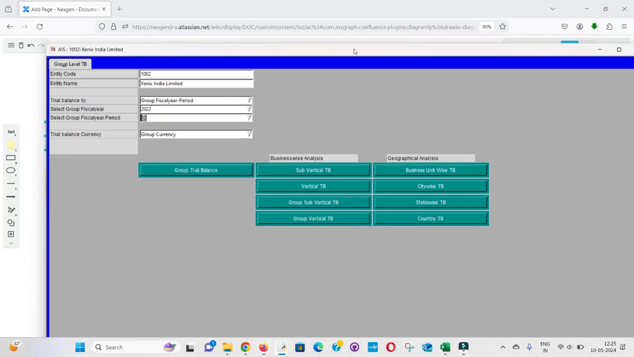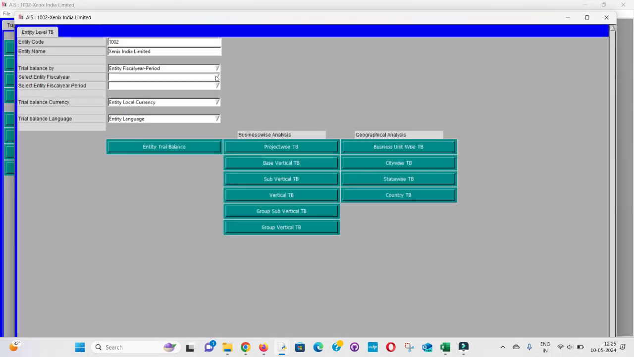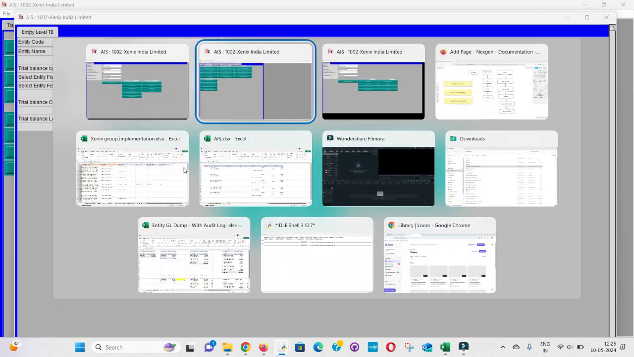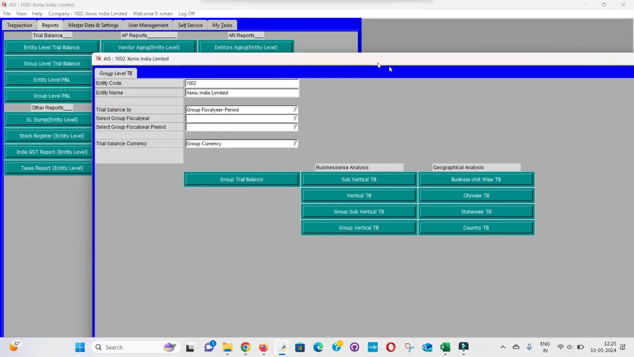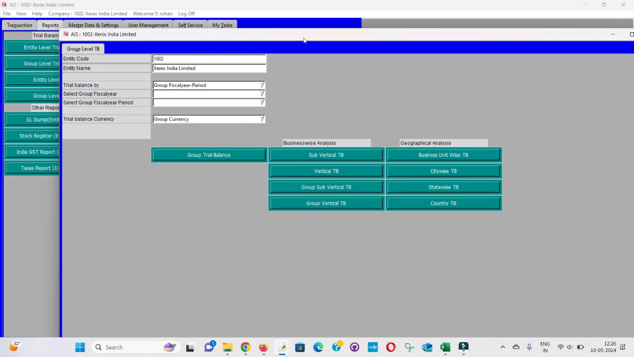So within an entity also you can break down, and you can do analysis at any level in an entity currency or a document currency or in a group currency at any of these levels. Or you can even generate the group level trial balance. That means you can consolidate your group in a fraction of seconds. So this is a powerful information system with which you can drill down your business, and you can make decisions. Thank you.